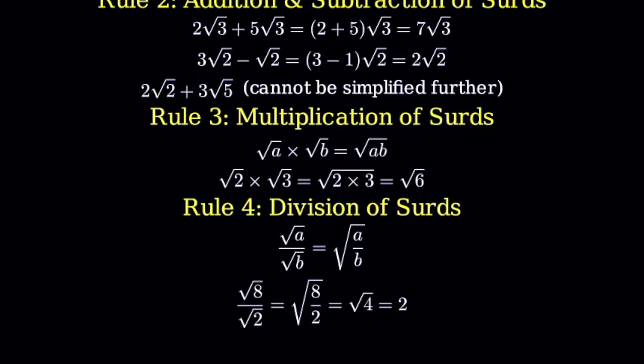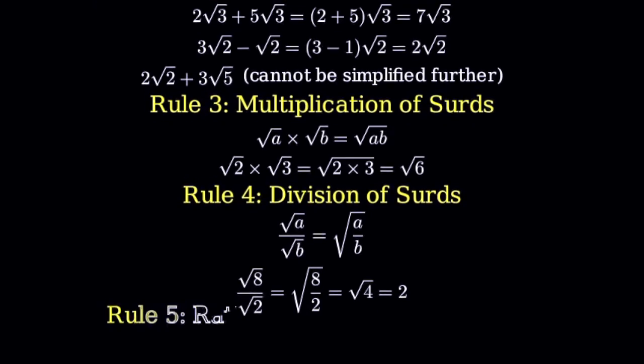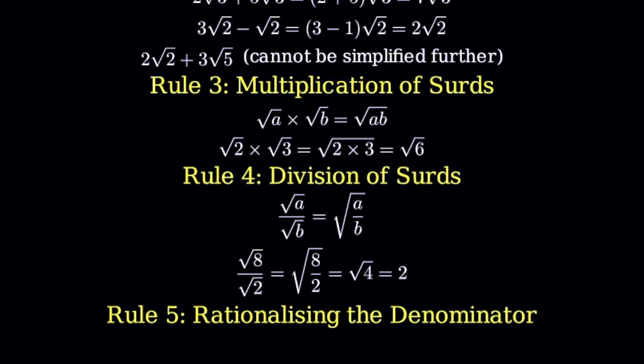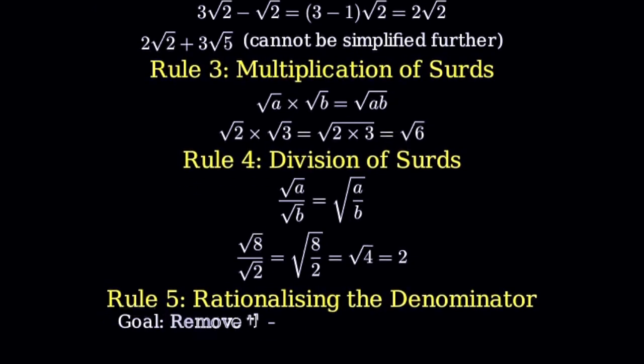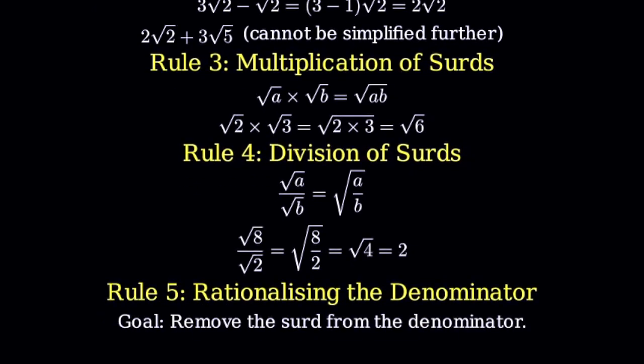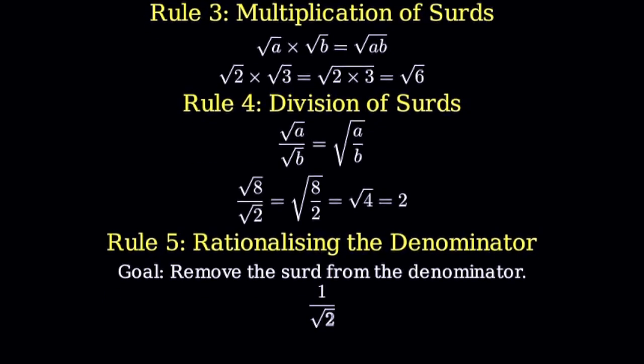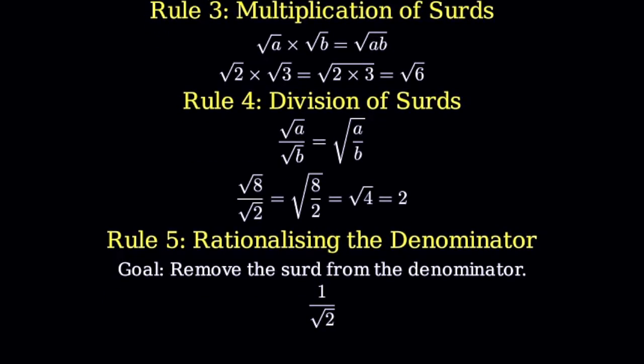Rule 5 is rationalizing the denominator. This process is used to eliminate a surd from the denominator of a fraction. It's often considered standard practice to have a rational number in the denominator. If the denominator is a single surd, like 1 over the square root of 2, you multiply both the numerator and the denominator by that surd. So, we multiply by the square root of 2 over the square root of 2. This gives the square root of 2 in the numerator, and the square root of 2 times the square root of 2, which is 2, in the denominator. The result is the square root of 2 over 2.